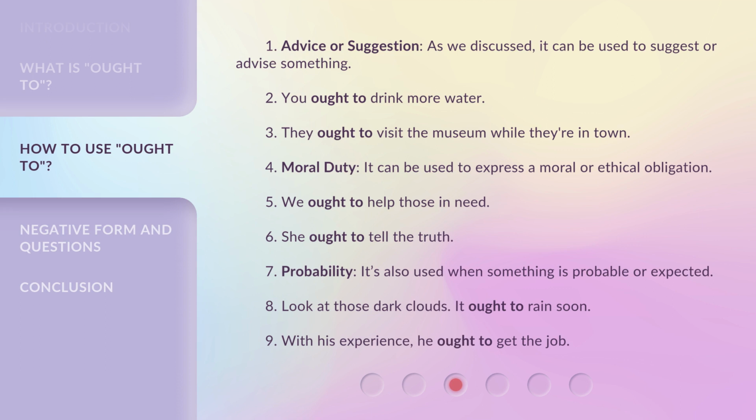3. Probability. It's also used when something is probable or expected. Look at those dark clouds. It ought to rain soon. With his experience, he ought to get the job.